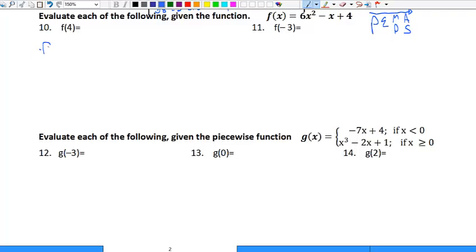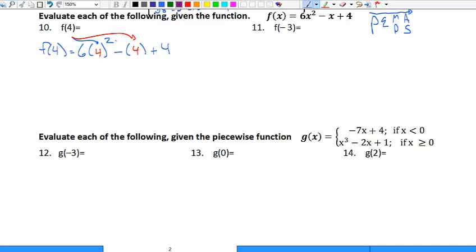So if I'm trying to do f of 4, that means every time I see an x, so I have 6x squared, instead of the x, I'm going to plug in a 4. Then it's minus x plus 4. Again, every time I see an x, I'm going to plug in a 4. Once I have this correct, inside the parentheses, there's nothing I can do with the 4 or the 4.